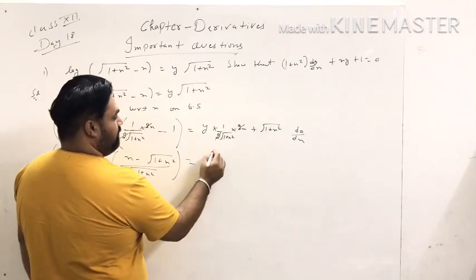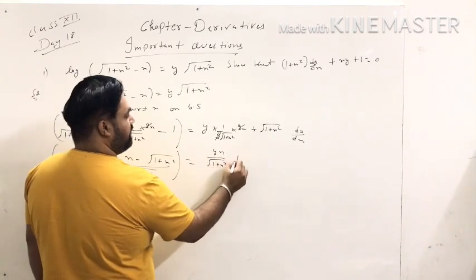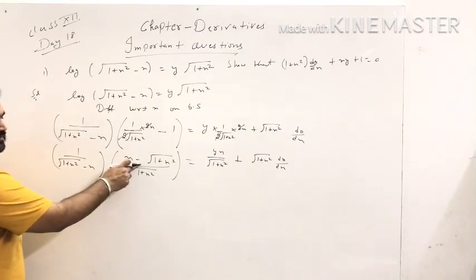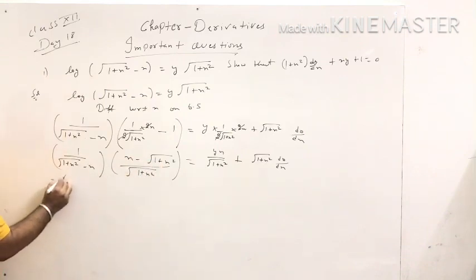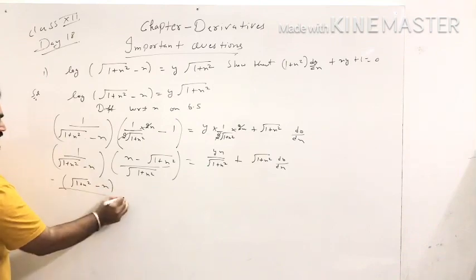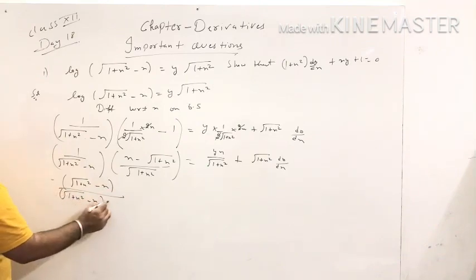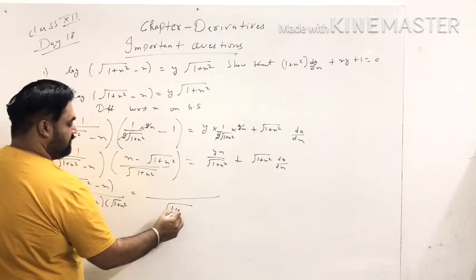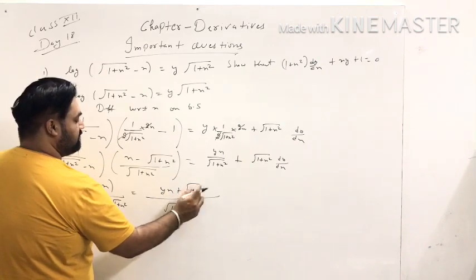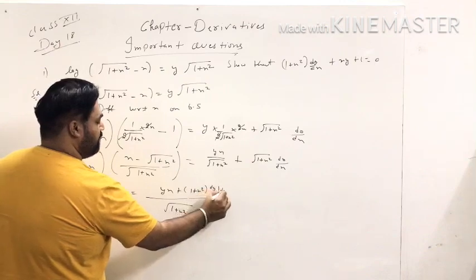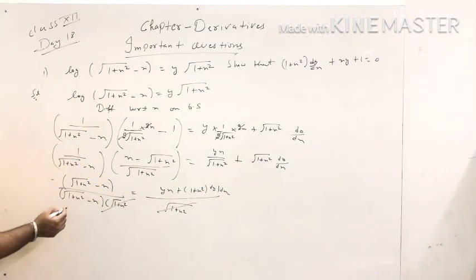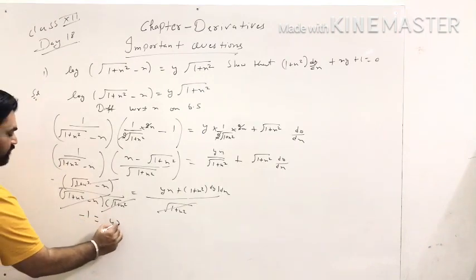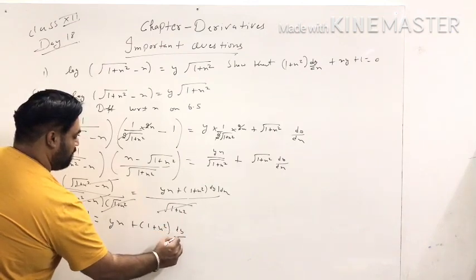Now again, yx upon root 1 plus x square plus root 1 plus x square dy by dx. So take minus common from this term, so this becomes root 1 plus x square minus x upon root 1 plus x square, minus x root 1 plus x square. Now take LCM in the right hand side. LCM is root 1 plus x square. So yx plus 1 plus x square dy upon dx. This one cancels out, this one again cancels out. So we are left with minus 1 equals yx plus 1 plus x square dy upon dx.